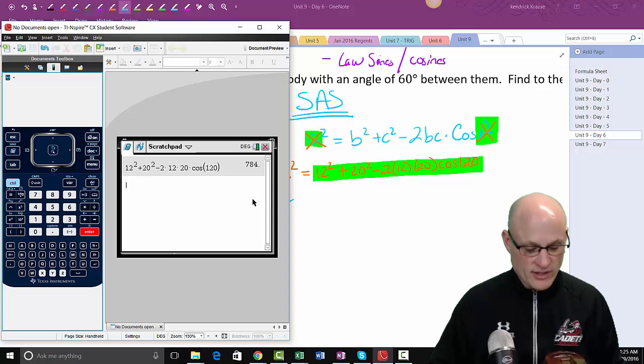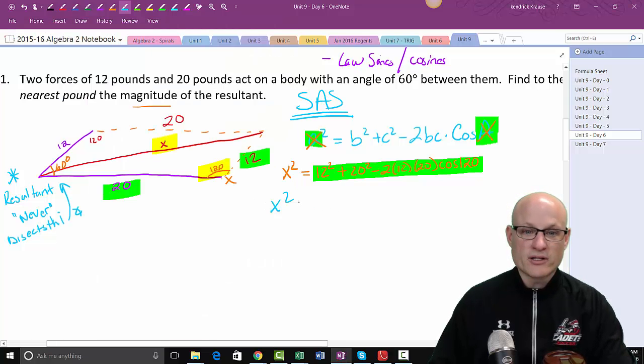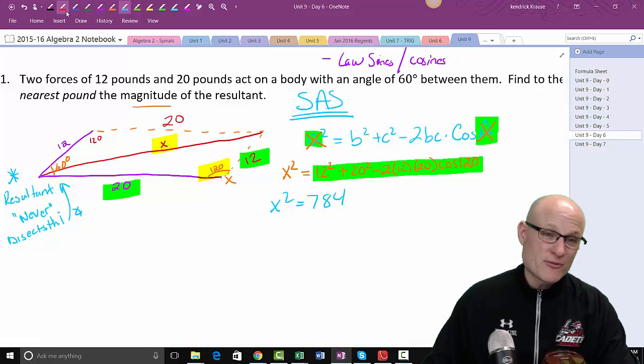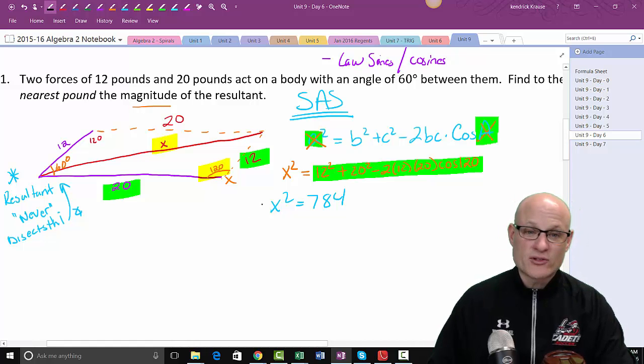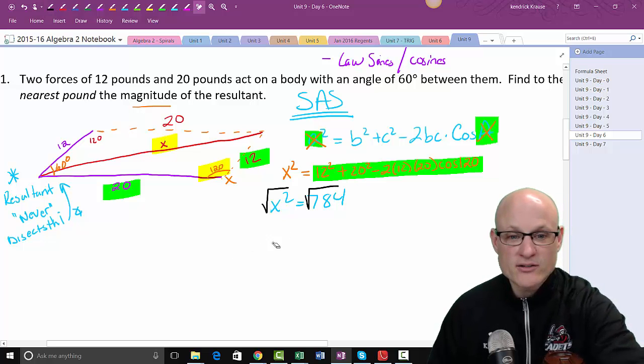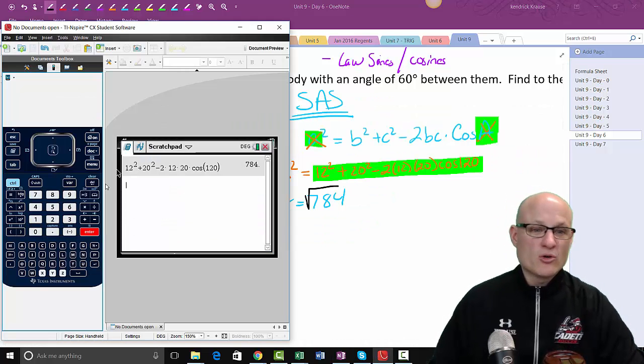And I get, wow, exactly 784. That really doesn't happen very often. 784. Be careful, be careful, be careful. That's not our answer. We still have to take the square root. If you take the square root of 784, and again, it's not x squared, it's just x, I'm just going to raise it to the 0.5 power because half is a square root and hit enter. 28.